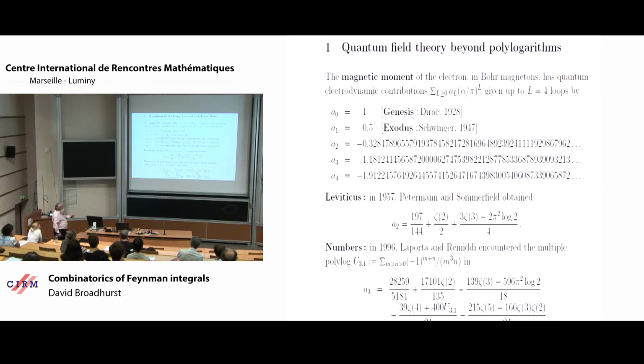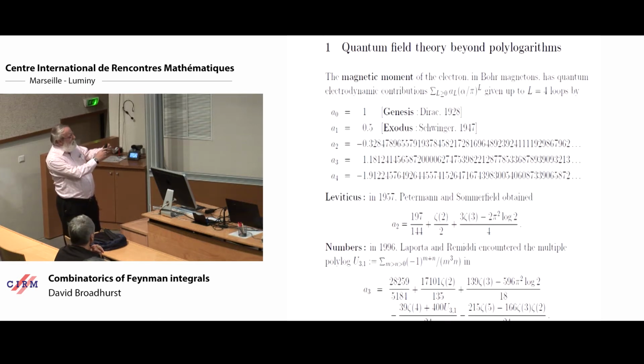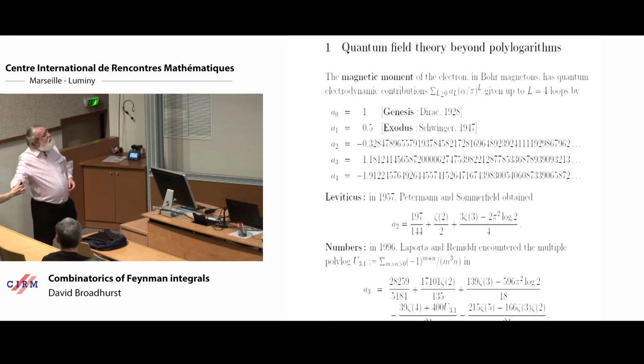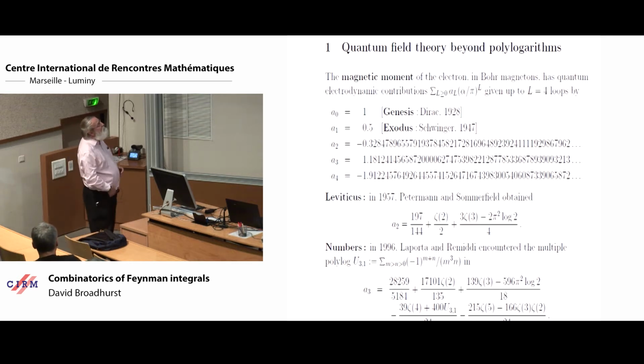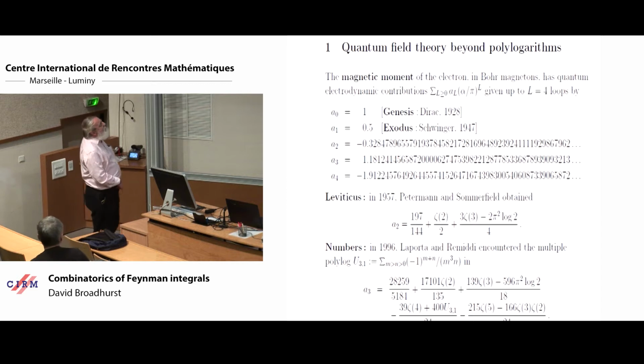So divide 137 by pi, and then take a half of it. So that's about 1 part in 1,000. And then he got a Nobel Prize for that.